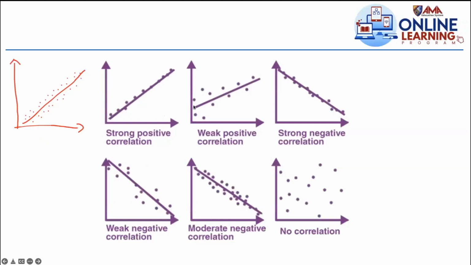This one. Never mind the lines first, just the scatter plot. Without the lines, that's the scatter plot. When you talk of positive correlation, we can describe it in 3 ways: strong positive correlation, moderate, and weak. Similarly for negative, we have the strong, the moderate, and the weak. And this one is the no correlation.